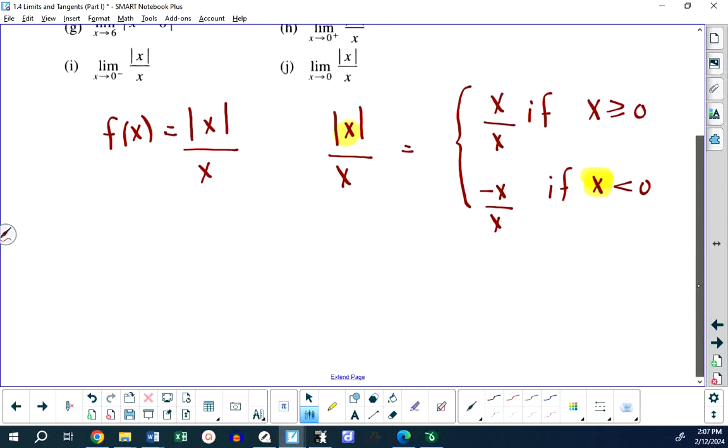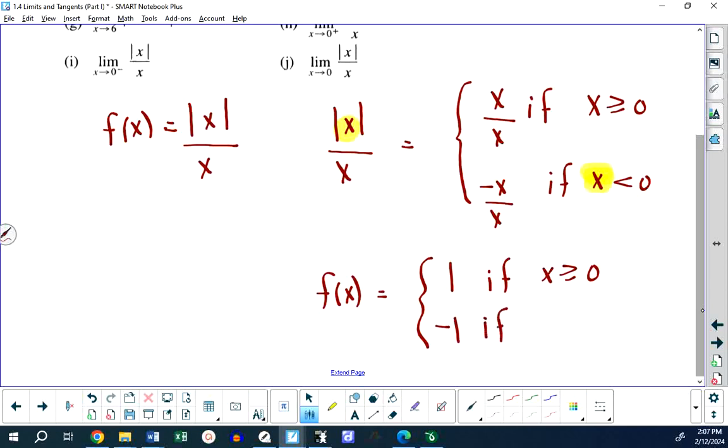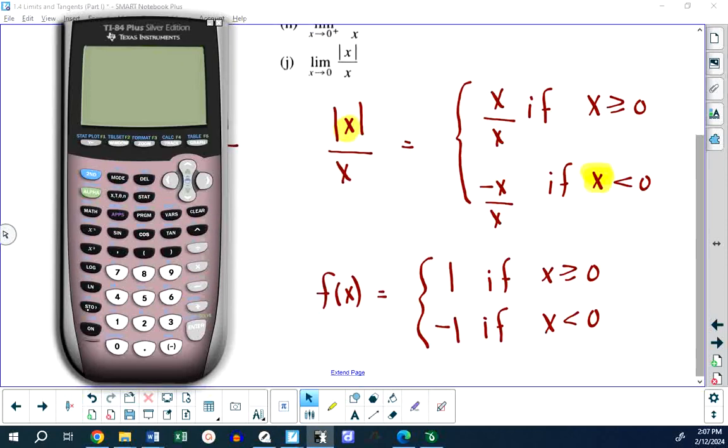But this simplifies now to saying the function is equal to 1 whenever x is greater than or equal to 0, and it's equal to -1 if x is less than 0. I want to, in fact, demonstrate that to you by graphing y equals the absolute value of x over x.